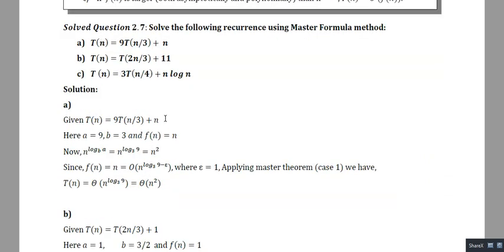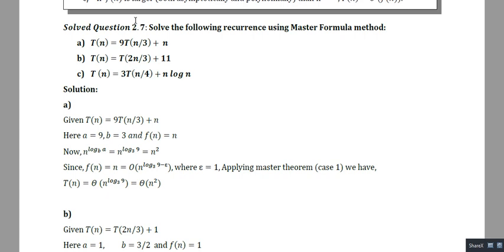So I'll take an example. T(n) is equal to this. In this case a equals 9, b equals 3, f(n) equals n. So n power log a base b, that is log 9 base 3, it is n square. Here it is n. So obviously n power log a base b is higher than n, because n square is higher than n. So we can say the solution will be n power log a base b. So the time complexity T(n) will be theta of n power log a base b, which means theta of n square.